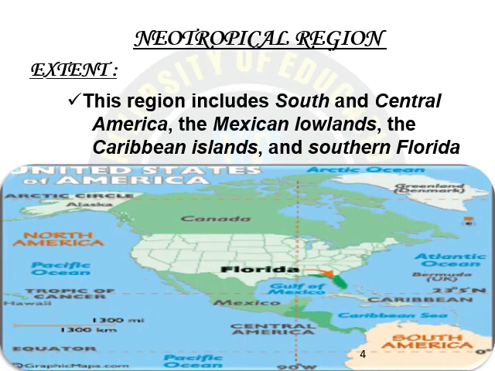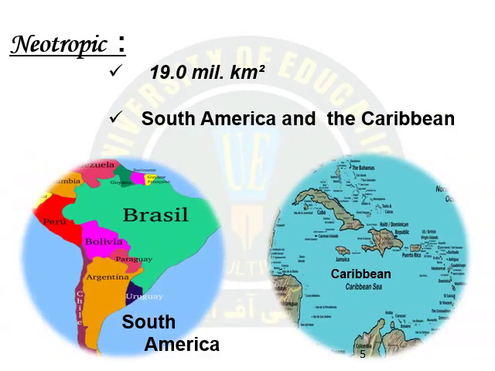Extent of Neotropical region includes South and Central America, the Mexican lowlands, the Caribbean islands which are present in Atlantic Ocean, and southern Florida. The area of Neotropical region is approximately 19 million square kilometers, mainly covering South America and the Caribbean.